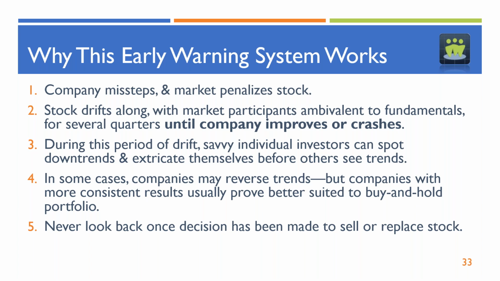And so during this period of drift is when savvy investors can pay attention and see those downtrends and take the time to do the analysis and extricate themselves before the rest of the market notices that things are not what they seem. Now, in some cases, companies reverse trends. It happens. But keep in mind that it's always better to have a portfolio of stocks that are not constantly having troubles, having issues, having to resolve changes, having temporary problems. If you have companies that are more consistent over time, and again, that's the objective.